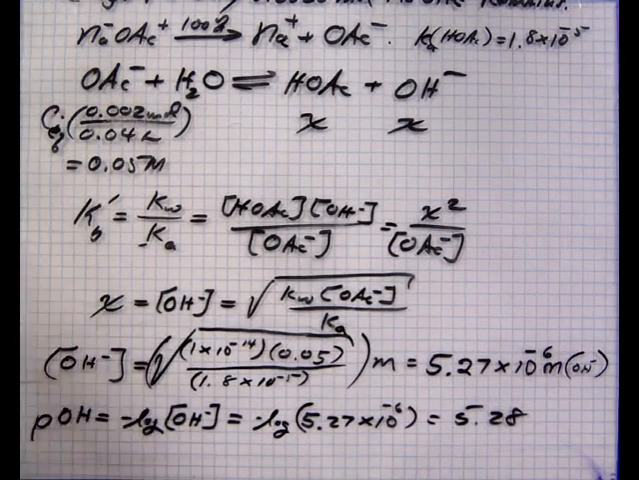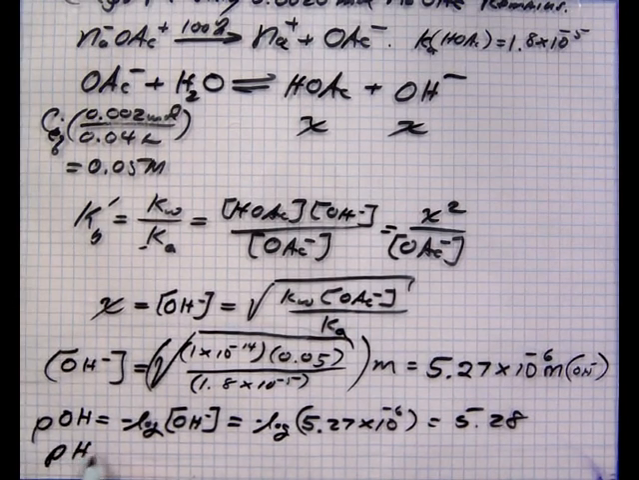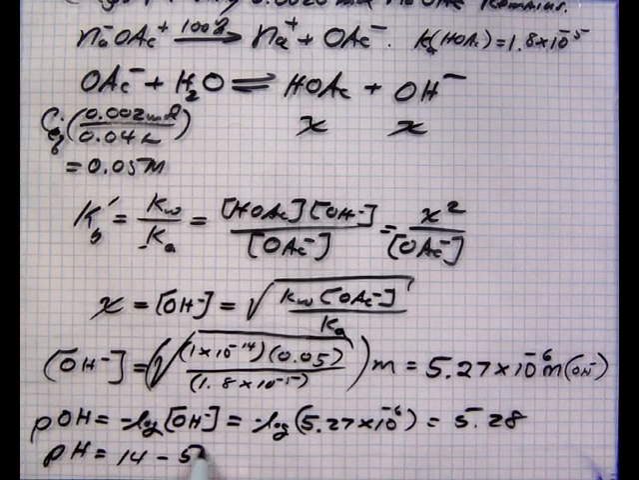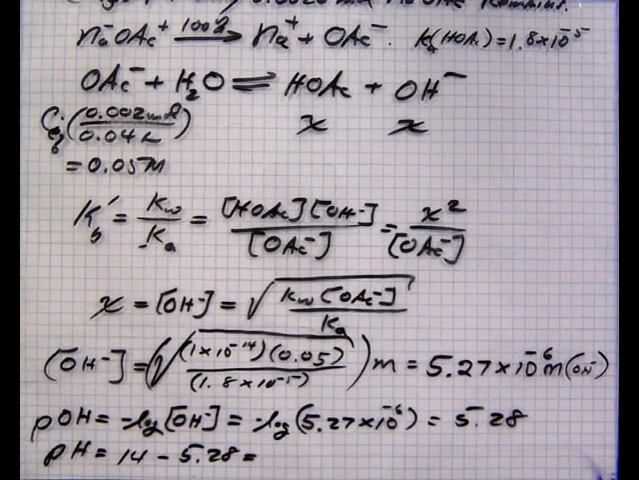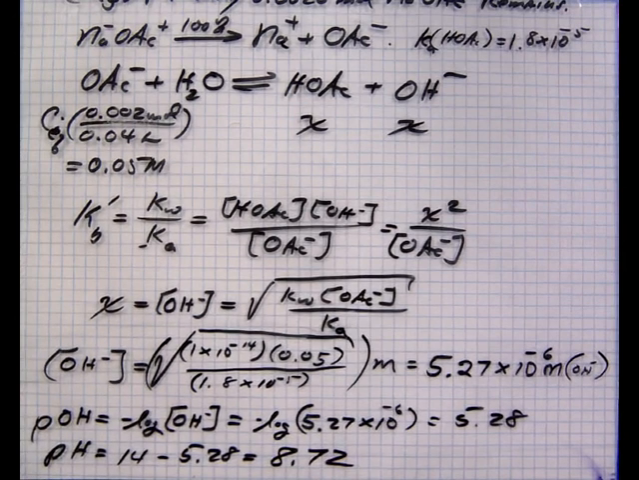So knowing that pH plus pOH equals 14, we can now calculate the pH at the equivalence point of this titration, which is 14 minus 5.28, which is 8.72, and is a reasonable result relative to the weak acid titration with a strong base.